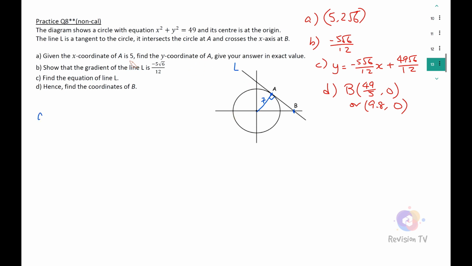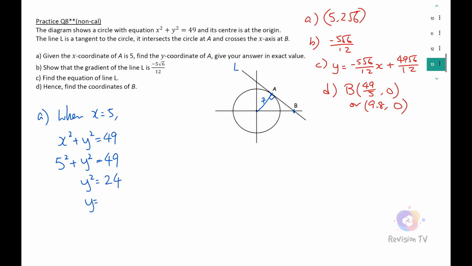So question A. When x equals 5, the x squared plus y squared equals 49 becomes 5 squared plus y squared equals 49. So rearrange the equation. 49 take away 25 is 24. So the square root of 24 is 2 root 6. Okay, so to find the y-coordinate of A, y equals 2 root 6. Actually, just 2 root 6 is fine. All right. Question B.